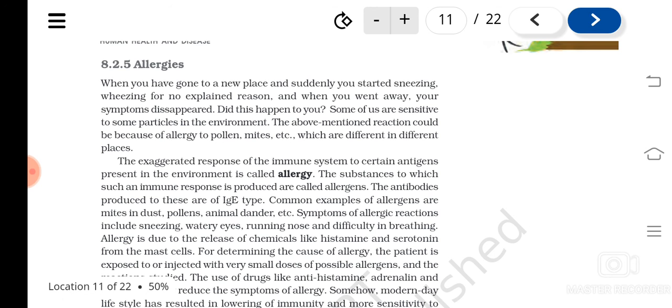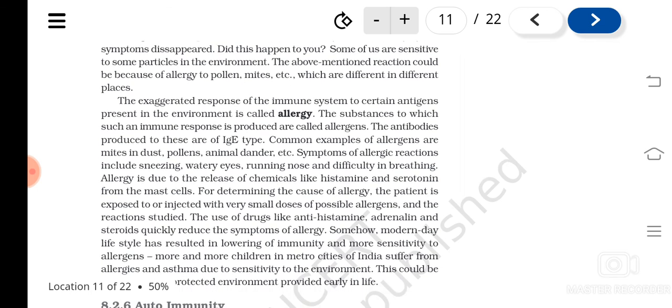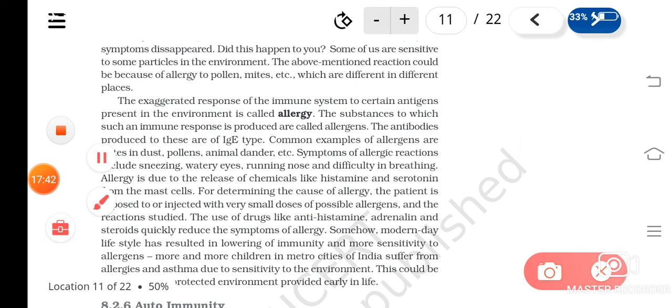The substances that cause the immune response are known as allergens. Okay, and the antibody involved in this is IgE. So what are the allergens? Common allergens are dust, pollen, animal dander, etc. And what are the symptoms of allergy? Like sneezing, watery eyes, running nose, difficulty in breathing. All these are symptoms of allergy. So how is this happening? Due to the release of histamine and serotonin from the mast cells.